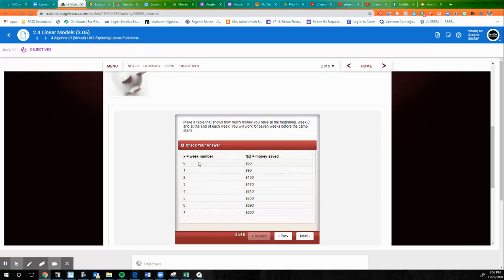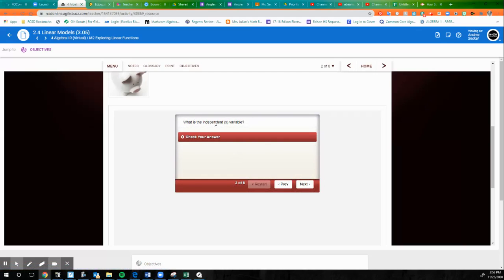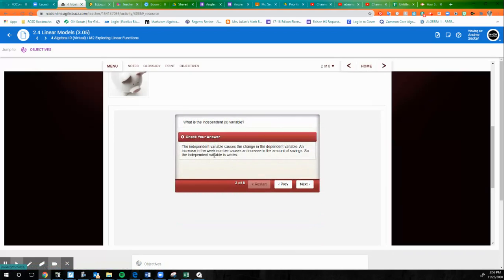So your table would look like this. Here's week 0. You start with $50, 25 from you, 25 from your parents, and you're making $40 a week for 7 weeks. Then, you look at that table, your independent or your X variable. So going back to the table, your X are your weeks. The independent variable is your weeks. The dependent variable is your f of x or your y, which hopefully from the table you'll remember is the amount of money that is saved. So can you look at a table and give the words for what you're talking about?